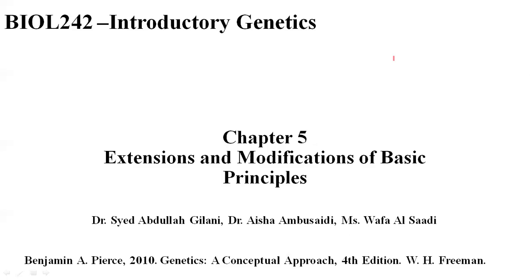And modifications. These are the modifications of the basic principles of genetics. So what were the basic principles of genetics? These were about Mendel's laws, two laws. One was the law of segregation and law of dominance. The law of segregation or law of dominance is the same, and the law of independent assortment.